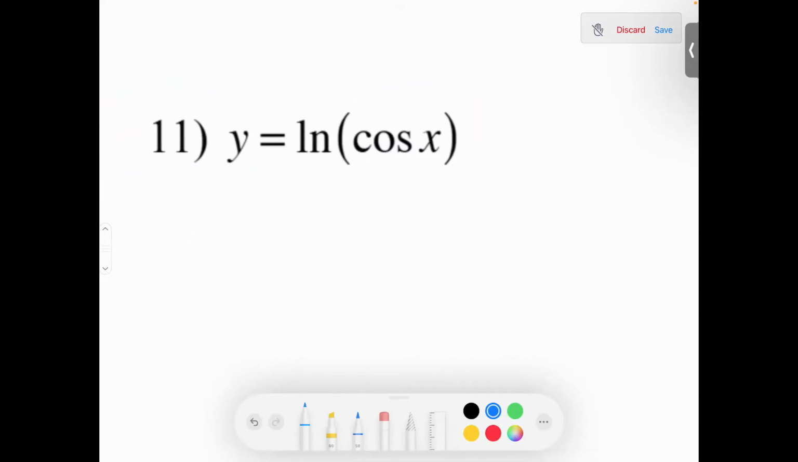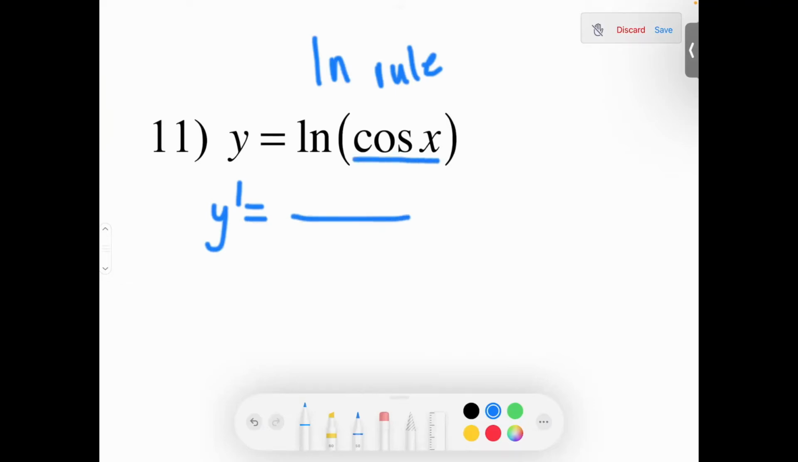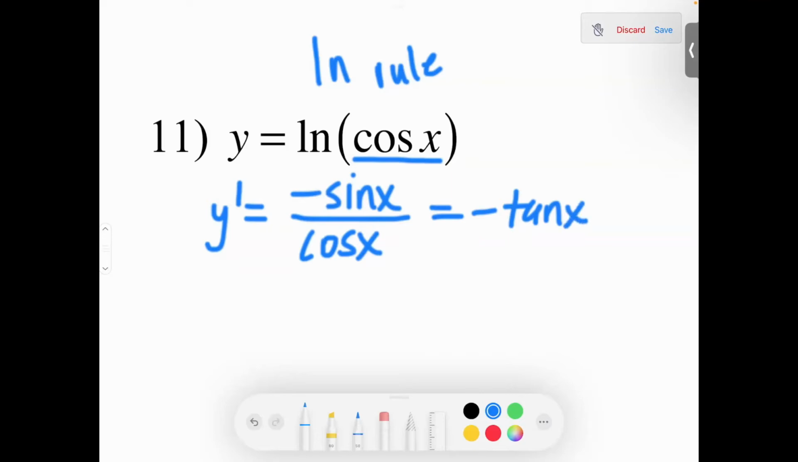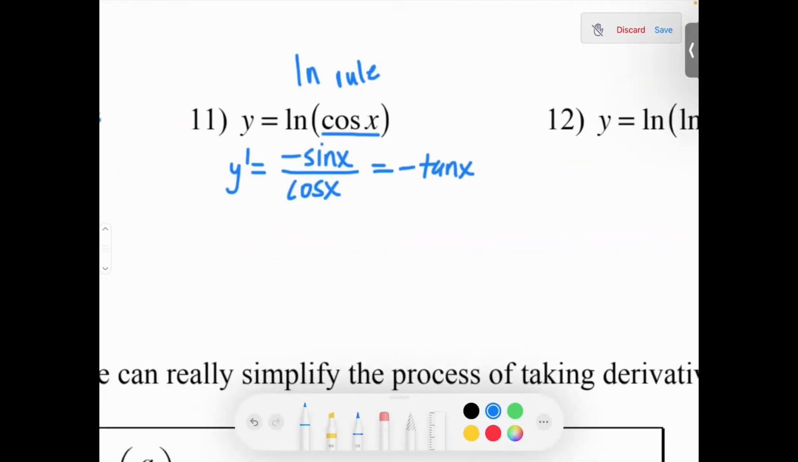All right, number 11 is actually our ln rule. So we're going to take derivative of natural log first. Derivative of natural log is 1 over whatever's on the inside. So cosine x would go on the bottom times the derivative of that cosine x. And derivative of cosine x is negative sine x. If you remember your trig rules from pre-cal, sine over cosine is tangent. So we get negative tangent x for number 11.